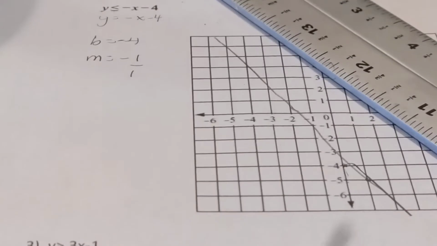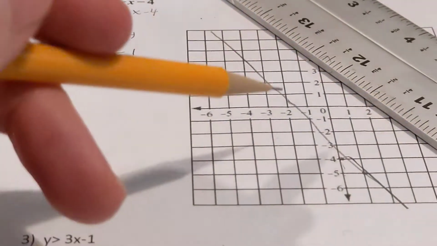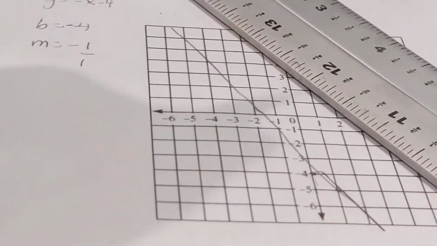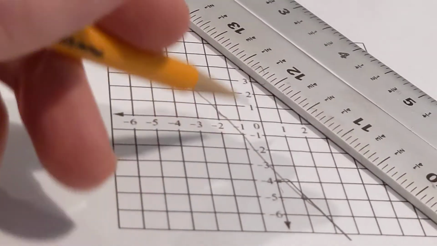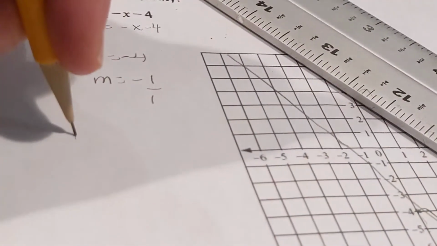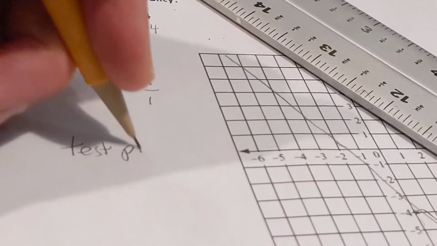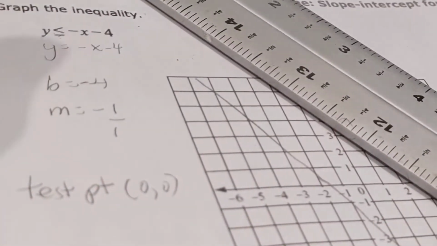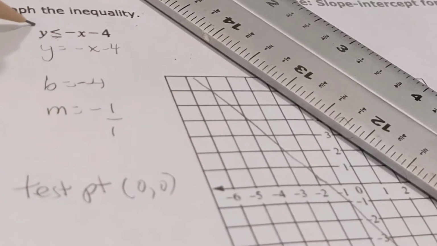So we graph the line, we determine whether we needed a solid or a dashed line. Now we're going to pick a test point. I can pick 0, 0 here because it's not on my line. If it were on my line, I'd have to use some other point that wasn't on there. So test point, 0, 0.